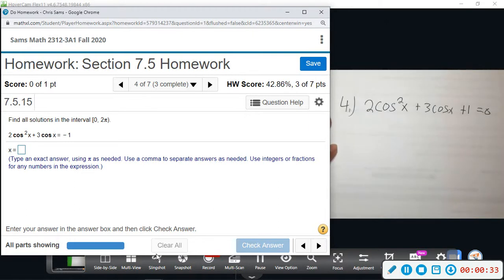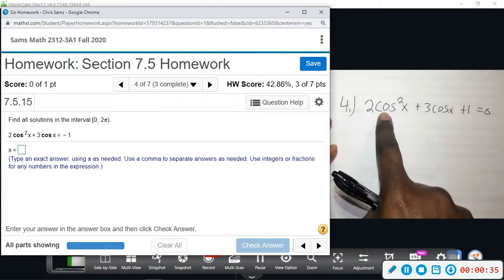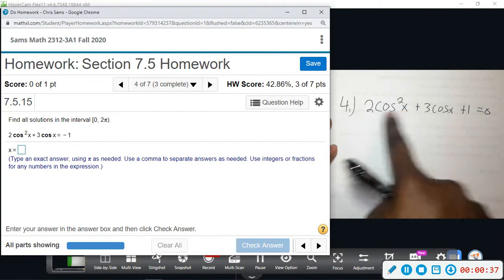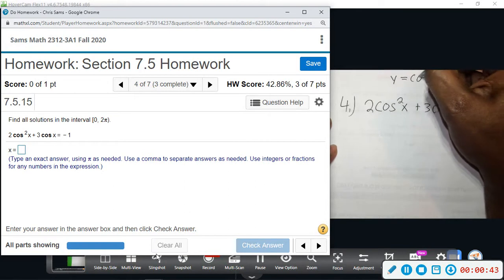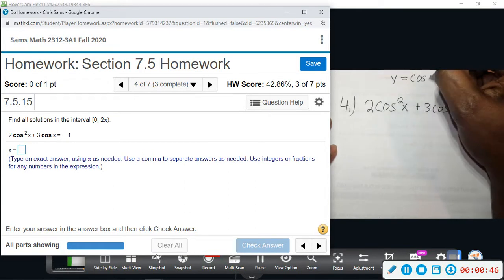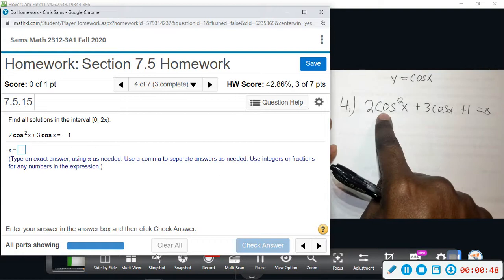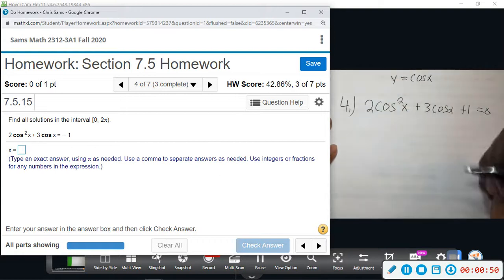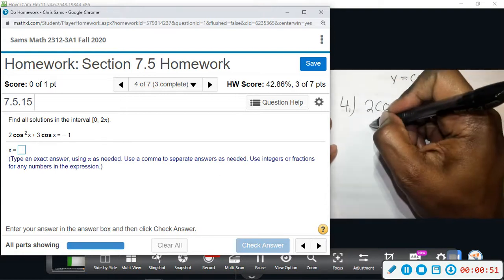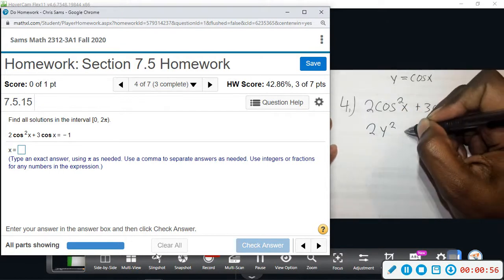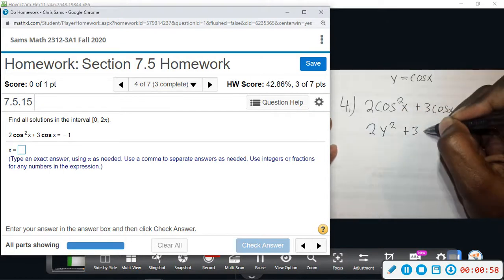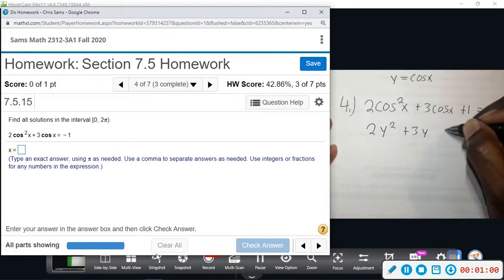Alright, so what you want to do is treat the cosine. Let's do a substitution. That's the easiest way to do it. We're going to say y equals cosine of x. So cosine squared x would be y squared. So we're going to say 2y squared plus 3y, for cosine of x, plus 1 equals 0.